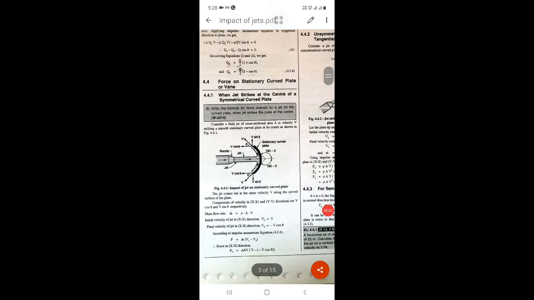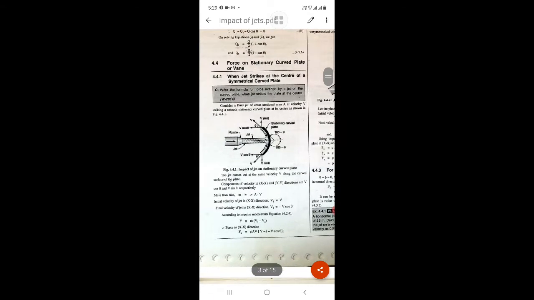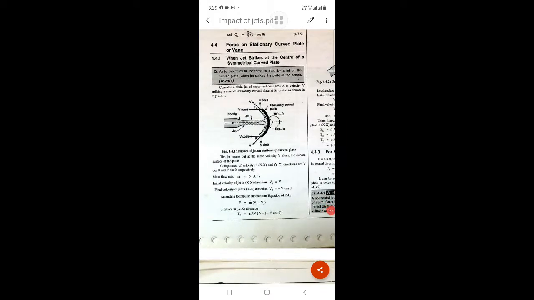So the next case is force on stationary curved plate or vanes. In the board exam there is a question: write down the formula for force exerted by a jet on the plate when the jet strikes the plate at the center. Firstly, draw the two cases when the jet strikes the center of the curved plate. Due to the strike at the center, the plate is stationary, fixed. Okay, so let's start. Firstly, draw the diagram.